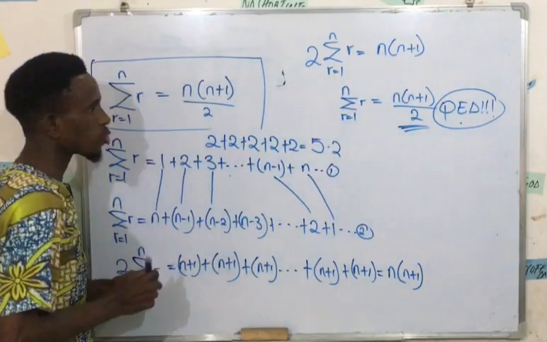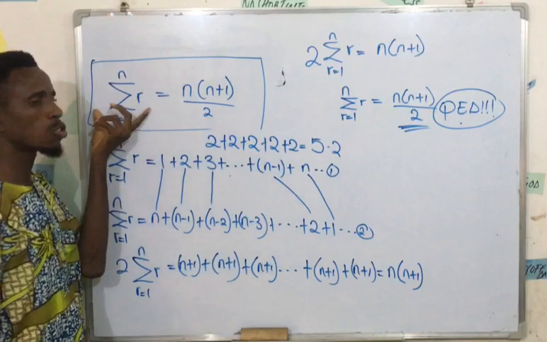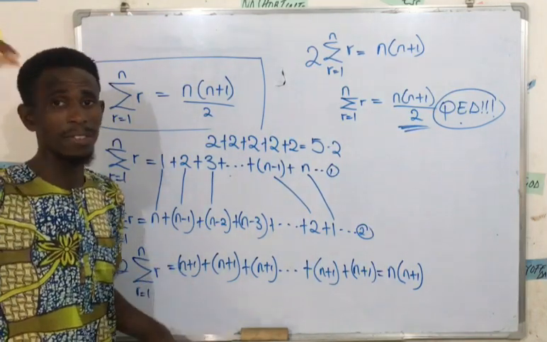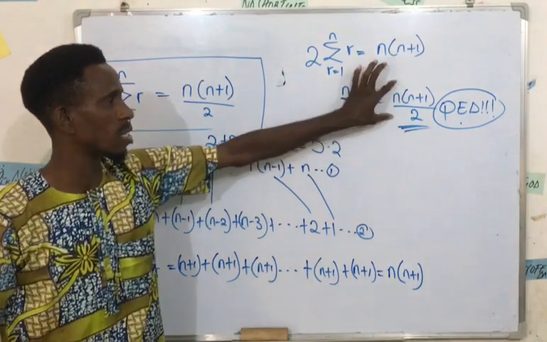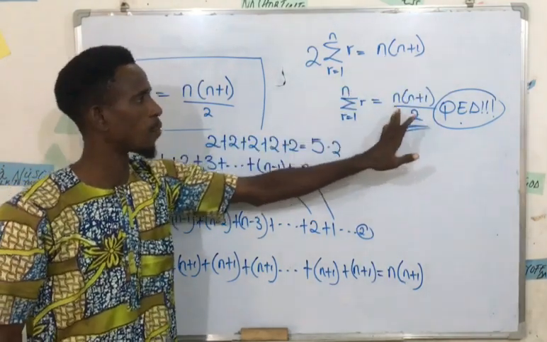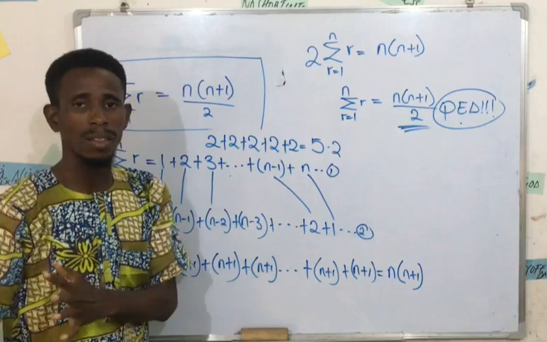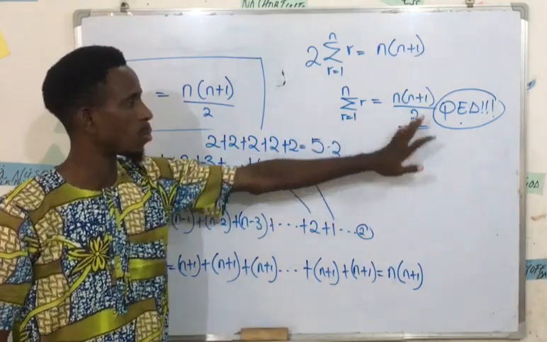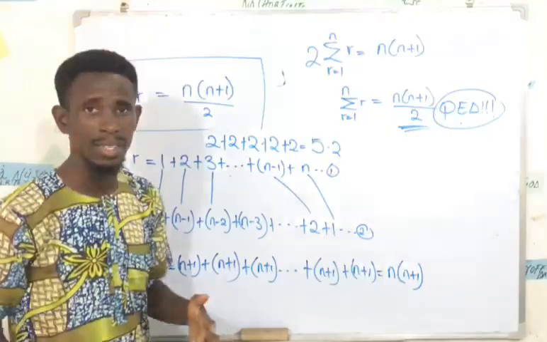So you see, we're able to prove the sum of all natural numbers 1, 2, 3, 4, 5, 6, 7, 8, 9 till n, it's going to give you this. And this is very simple. So if you want to know the sum of the first 10 natural numbers, just put your n as 10, and whatever you get becomes the sum of the first 10 natural numbers.